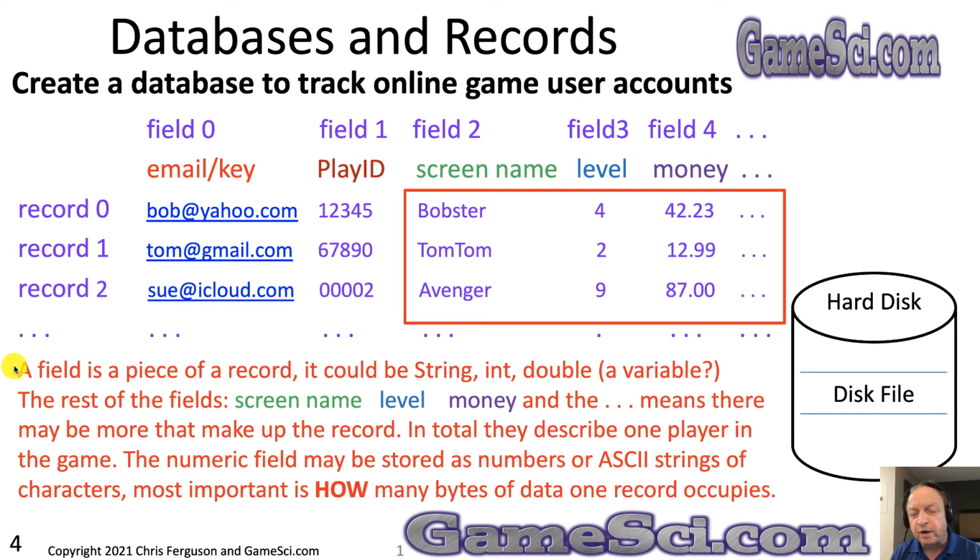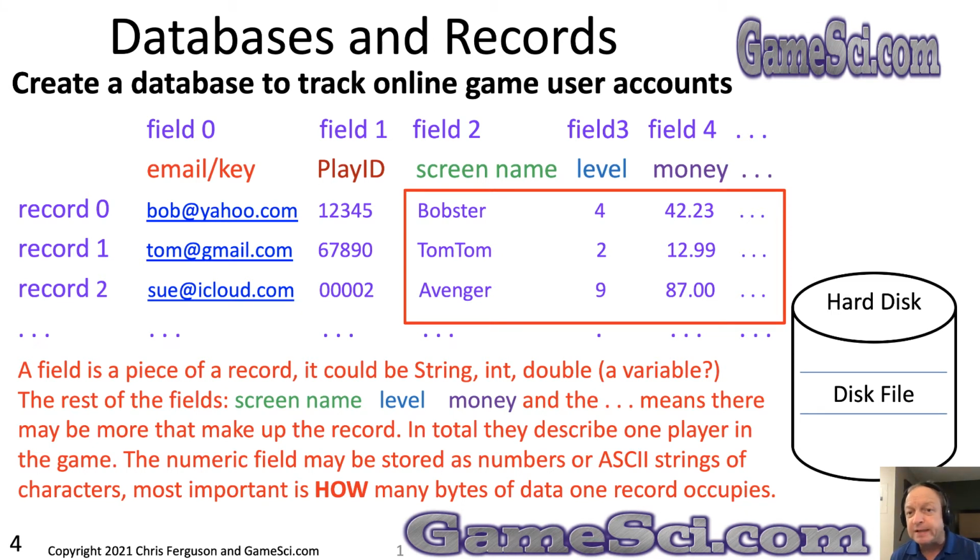A field is a piece of a record. Again, it could be a string, an int, a double, a variable. Here's the rest of the fields in our records: a screen name, a level, what level of the game are we on, and money. This could be virtual money or actual money that the player has played. The dots at the end here indicate there could be more fields in this database. We just don't have room to cover everything that you might store in this game player record. In total, the fields describe 1 player in the game. A numeric field may be stored as numbers or ASCII strings of characters. Most important is how many bytes of data one record occupies.